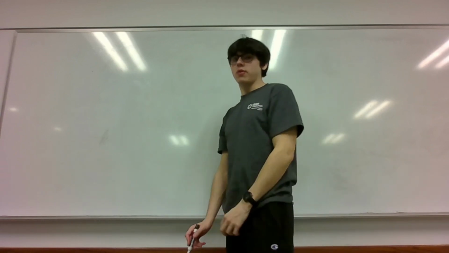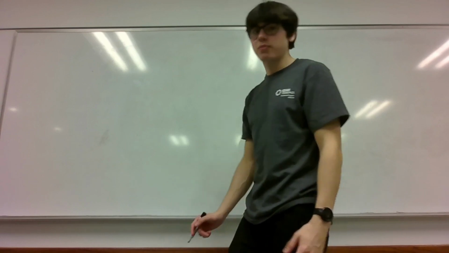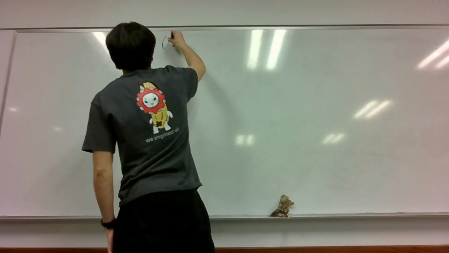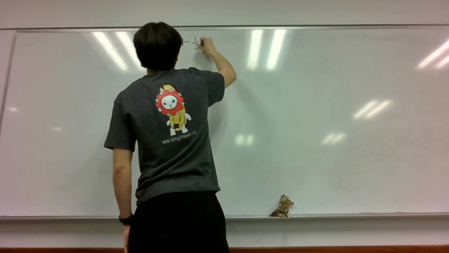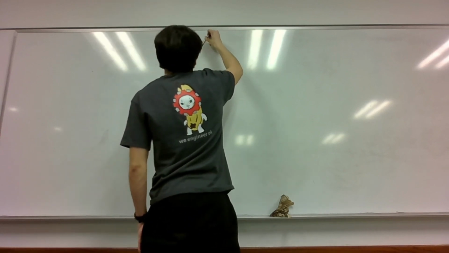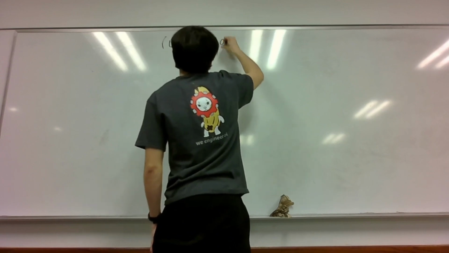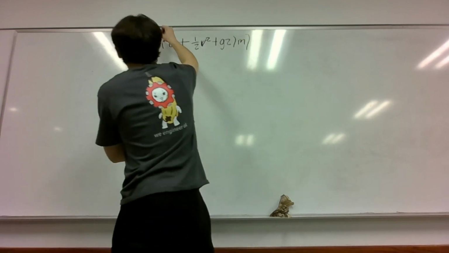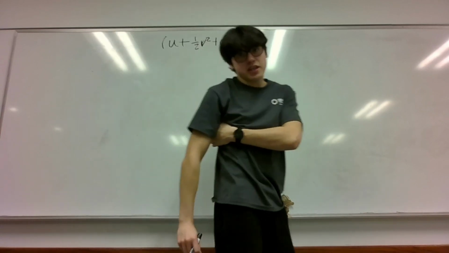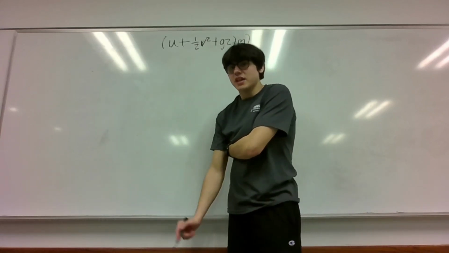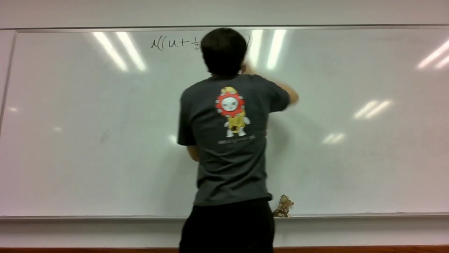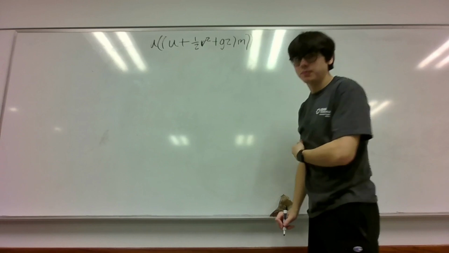So, as we know, the energy of a system can be expressed as the internal energy plus the kinetic energy plus the potential energy per unit mass of the system. But we want to focus on changes in a flow system. So we're going to take the differential of the energy per unit mass in the system.